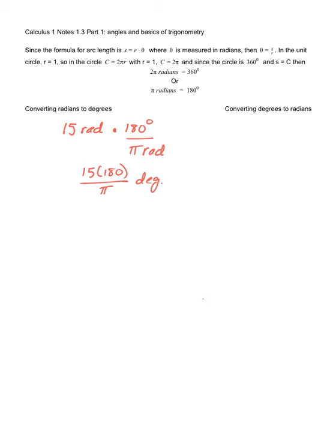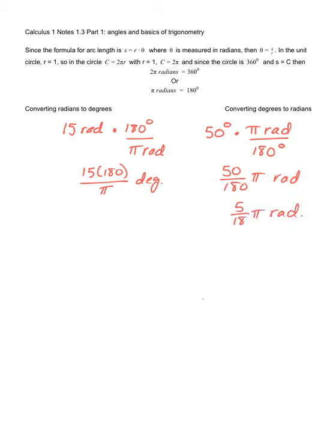And likewise, if I was going to go from degrees to radians, for example, if I was talking about 50 degrees, to make that into radians, I would multiply by pi radians over 180 degrees. So the degrees unit cancels. So here I would end up with 50 over 180 pi in radians, and 50 over 180 can be reduced to 5 over 18. And most people would just leave radians in terms of pi. Okay, so that's the conversion part of it.